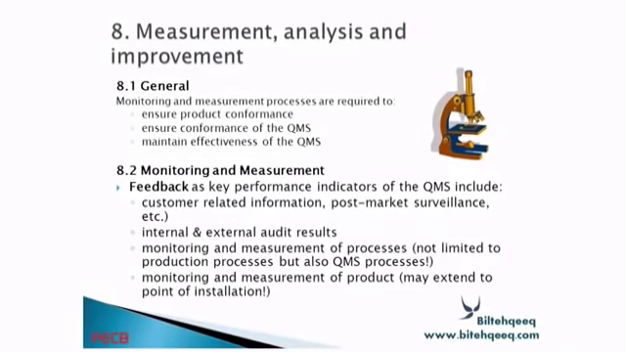And 8.2 states monitoring and measurement. Feedback is a key performance indicator of the quality management system and includes customer related information, post-market surveillance, etc., internal and external audit results, and monitoring and measurement of processes, not limited to production processes but also quality management system processes. Monitoring and measurement of product may extend to the point of installation.